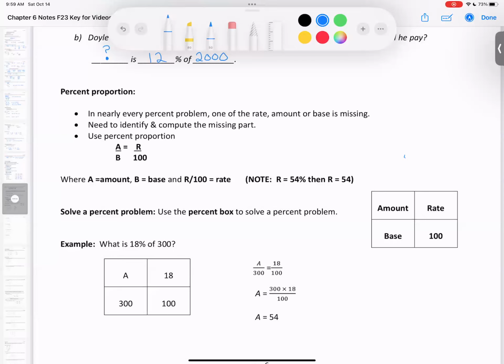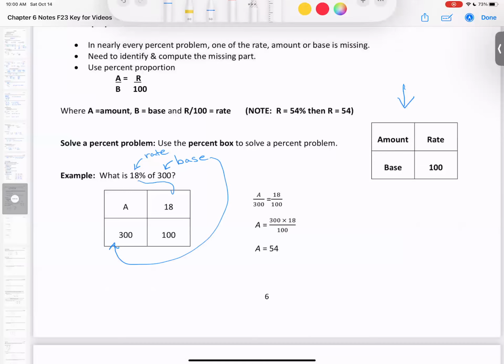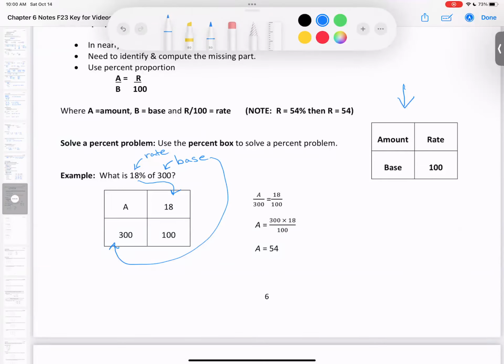Well, we can put that in a box like it is over here. So we're going to have the amount on the left and then the base below it. On the right, you're going to have the rate out of 100. So for example, we have what is 18% of 300. So first we're going to identify what is what. Well, 300 comes after the word of, that's our base. And 18%, the 18 is our rate. So the base we said is going to go down here, and the rate is going to go right here. We always write the 100 in because the rate is out of 100. So here we're solving for A.